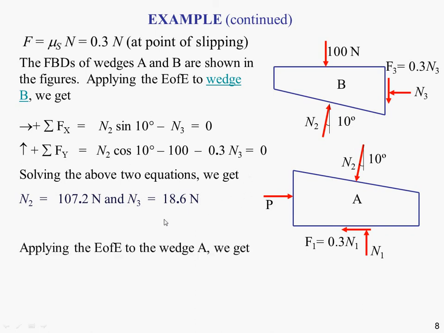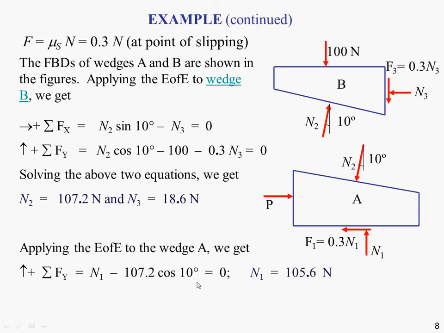Okay, so if we now apply the equations of equilibrium to wedge A, we now have N2 that we solved from the first free body diagram. So we can put that into our system and then we can solve for our other unknowns.